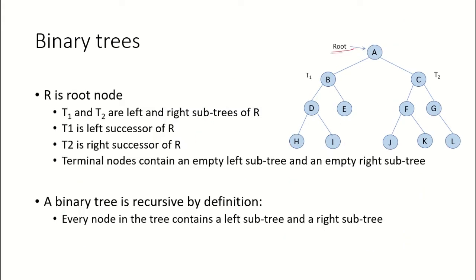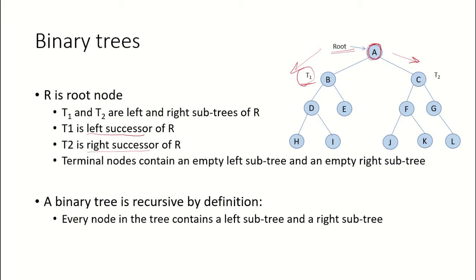We know that the root node is the starting point of each tree and it is the node which does not have any parent. As you can see, T1 is the left subtree of this root node and T2 is the right subtree of R, which is the root node. T1, the left subtree, is also known as the left successor of R, and T2 is also known as the right successor of R.